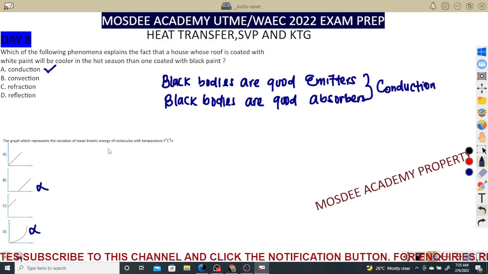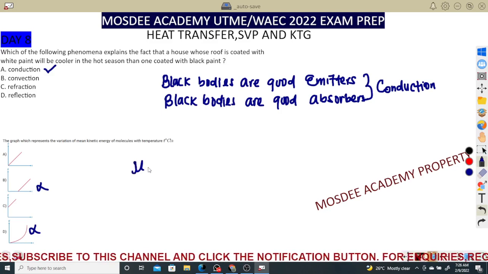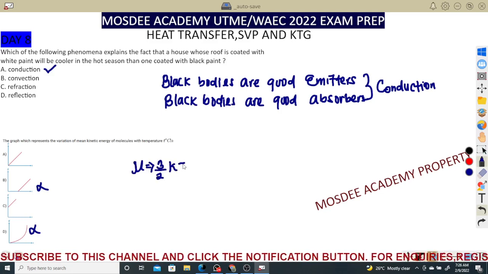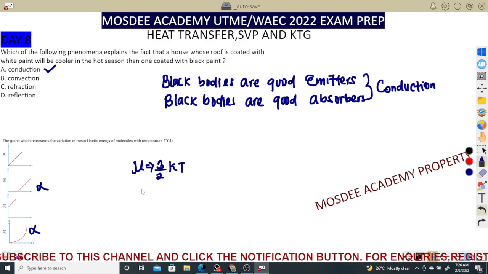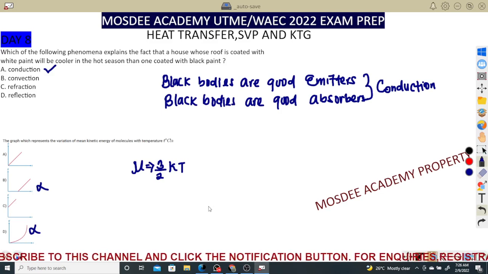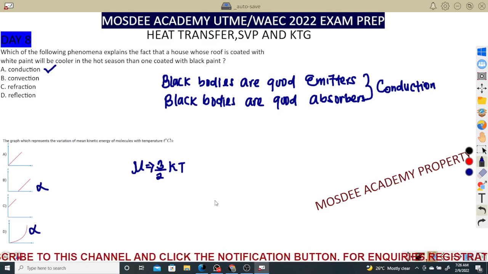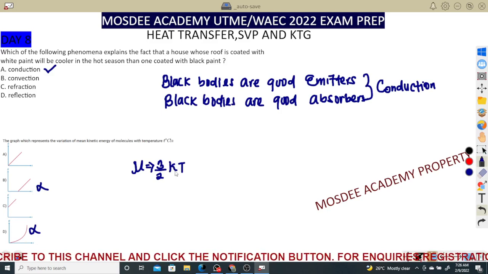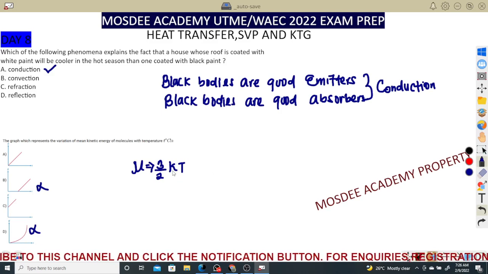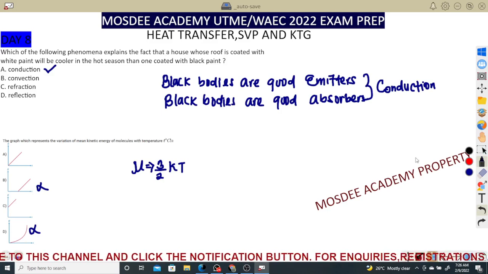Now, let me be quick to tell you that the mean average kinetic energy, which we denote by U, is equal to 3 by 2 kT, where k is the Boltzmann constant. How we come about this was from the Maxwell equation, where we plot the speed of gases against their temperature. So k is called the Boltzmann constant. You can also say U equals 3 by 2 nRT, as you can change k to nR. Now, I don't want to teach too much concept, as this is only on understanding.